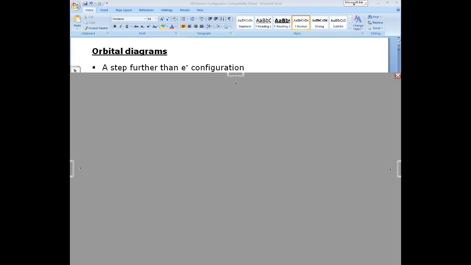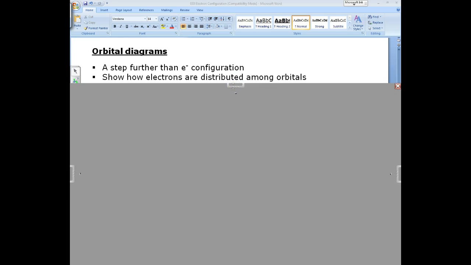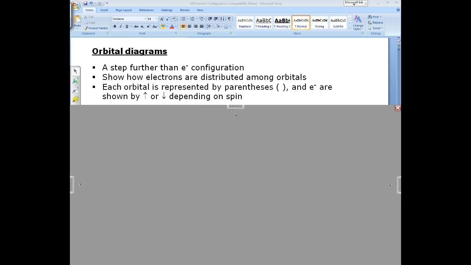So electron configuration only deals with the energy level and the sublevel. Orbital diagrams pull in the orbital orientation and the spin on those electrons. So orbital diagrams show how the electrons are distributed among the orbital orientations. Each orbital orientation is represented by a set of parentheses. And electrons are shown by up or down arrows depending on the spin. So clockwise for one, counterclockwise for the other.